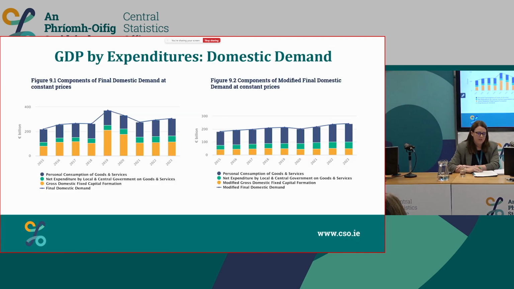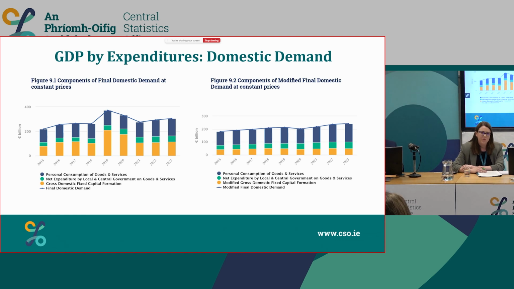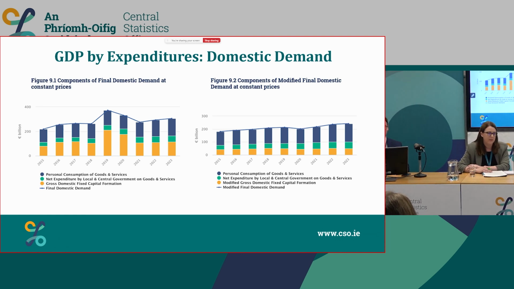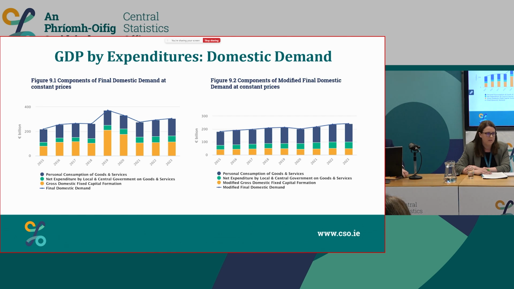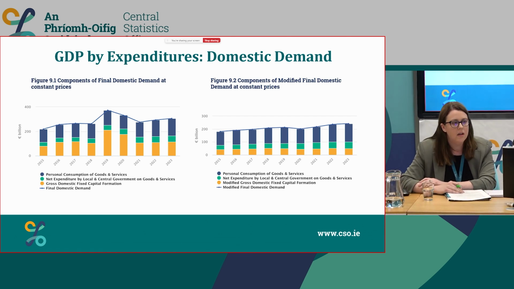I wanted to start by looking at two of the figures that we publish in the domestic demand chapter within the A&A publication. This chapter is one that we added 2 years ago in A&A 2021. And then last year we revised it again to include modified domestic demand. So we added 4 new tables at that point.